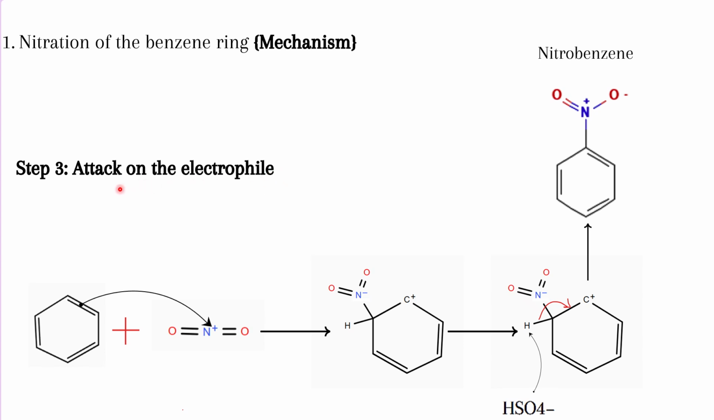Now in the third step, what will happen? The benzene ring will attack the electrophile that we got in the second step. These pi electrons will attack this particular electrophile, and this is what we get. Now we have to do the rearrangement in order to stabilize this particular carbocation. So the HSO4 that we got in the previous step, which was left in the solution from the second step, will abstract the hydrogen atom over here, and this bond will shift over here, and this is what we get at the end, which we call what? Nitrobenzene.